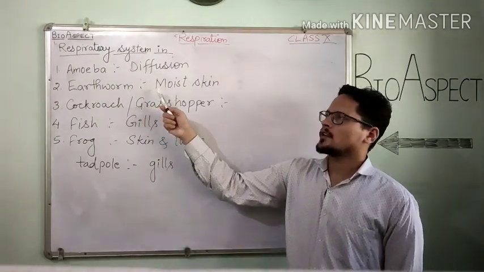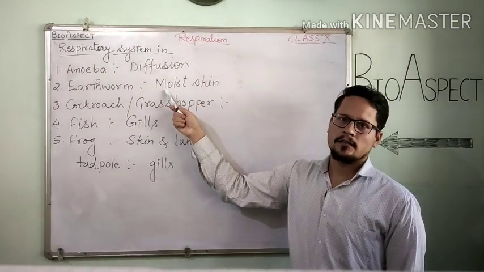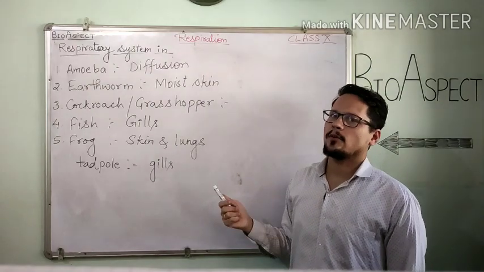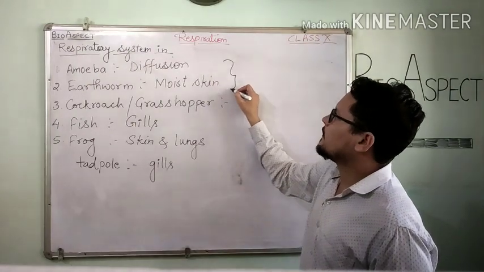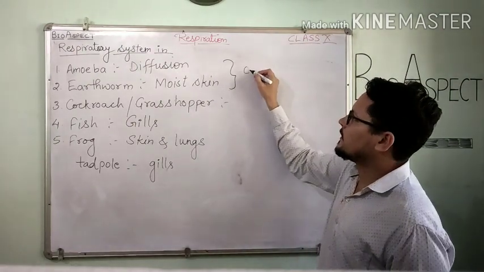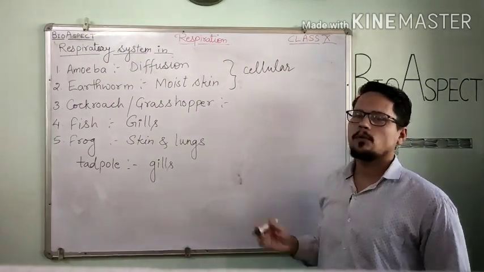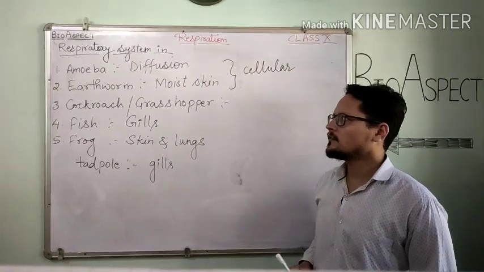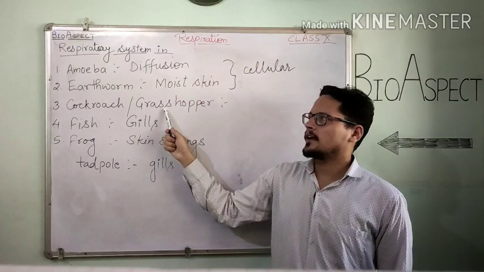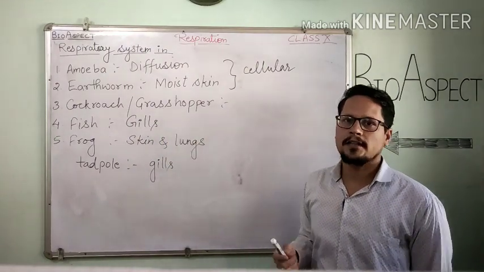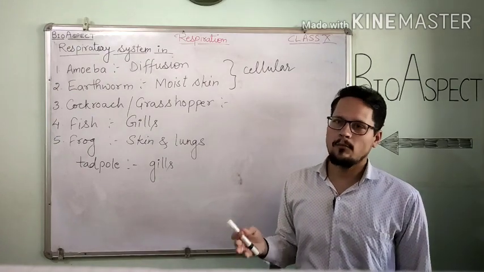Second is earthworm. Its moist skin extracts oxygen and it is diffused into the blood. From the blood, it reaches to each and every body cell. As you remember, I told you in amoeba, sponge and earthworm, cellular respiration takes place. There is no breathing or internal respiration found in them. Earthworm, cockroach, grasshopper, housefly, they have an open circulatory system. It means they do not have blood vessels in their body.